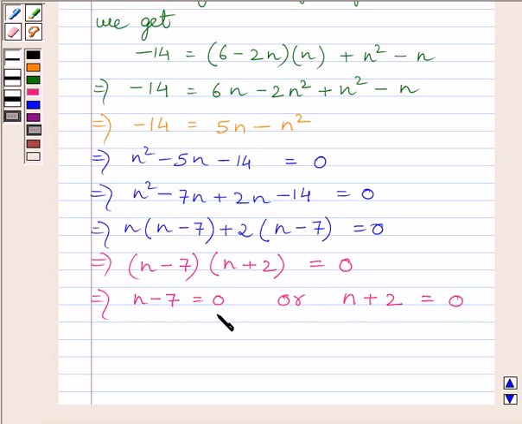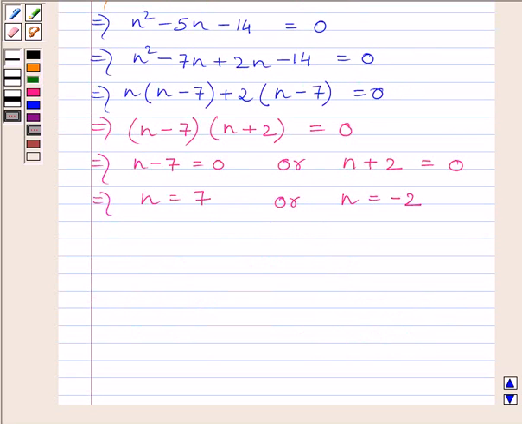Here if we add 7 on both the sides, we get n is equal to 7. Here if we subtract 2 from both the sides, we get n is equal to minus 2. We know number of terms can never be negative, so we will neglect n is equal to minus 2. Neglecting n is equal to minus 2, we get n is equal to 7.